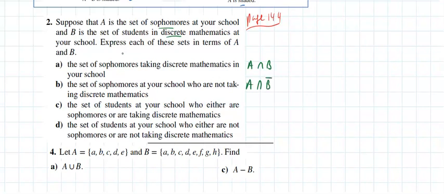The set of students at your school that either are sophomores, well here you could say really A minus B if you wish, that works as well. The set of students at your school who are either sophomores or taking one or the other or both. The set of students at your school who either are not sophomores or are not taking.